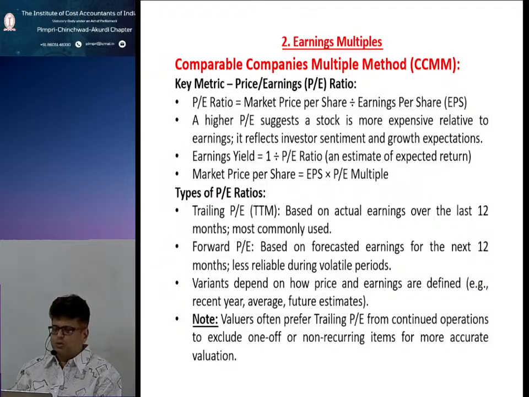Types of PE ratios are trailing PE, that is TTM, based on actual earnings over the last 12 months. This trailing PE is most commonly used. Forward PE is based on forecasted earnings for the next 12 months, and is less reliable during volatile periods. Variants depend on how price and earnings are defined, for example, recent year average or future estimates. A note for valuers: they often prefer trailing PE from continued operations to exclude one-off or non-recurring items for a more accurate valuation.